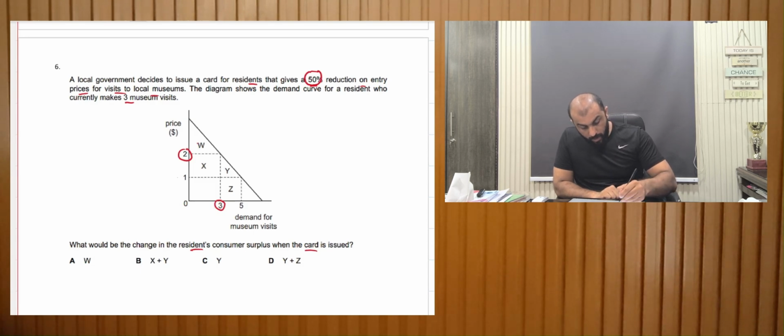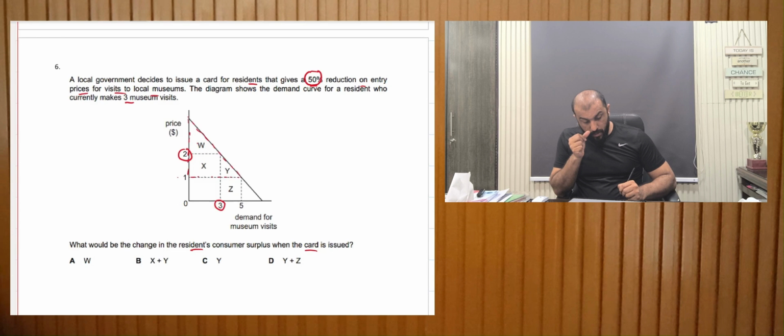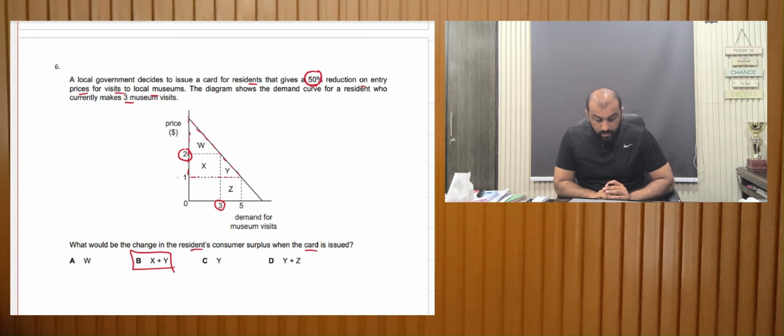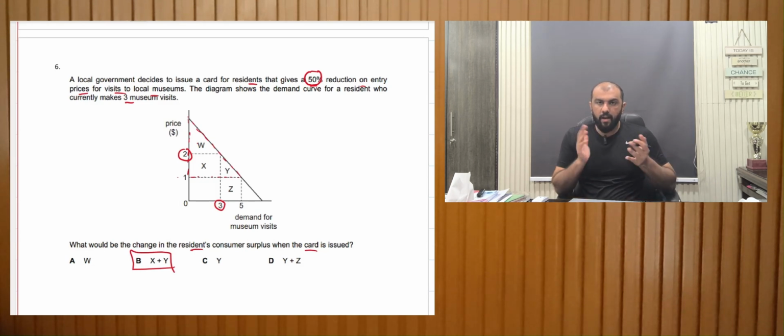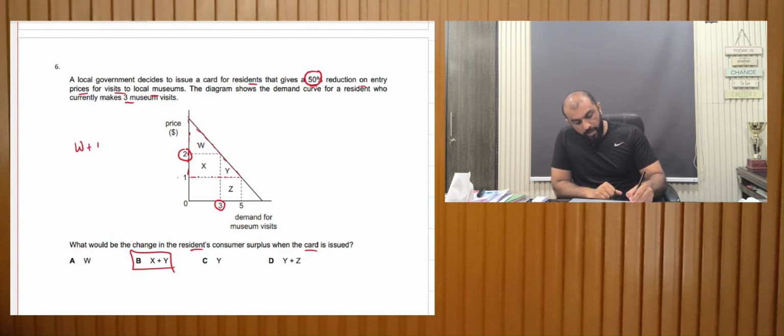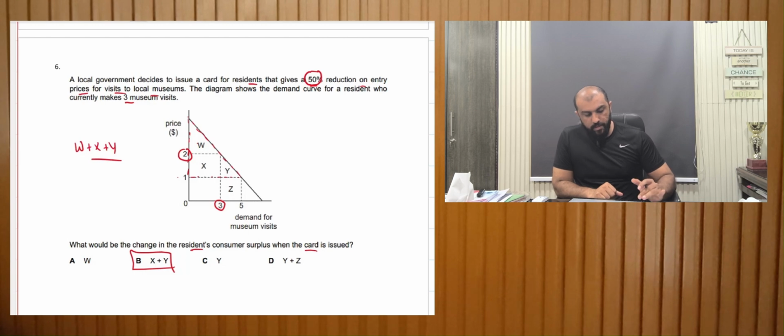Now, if the card is issued, we'll have a 50% reduction, as this question states. The price would now be 1, and my consumer surplus will be this entire red area, the triangle in red. So the consumer surplus will change by the area X plus Y. It will increase by the area X plus Y. Z is just given for confusion. W was the initial consumer surplus. And if the question had asked what is the total consumer surplus, our answer would be W plus X plus Y. As simple as that.